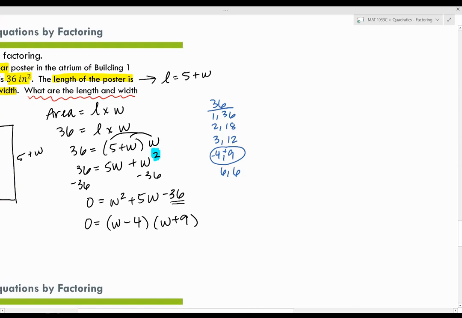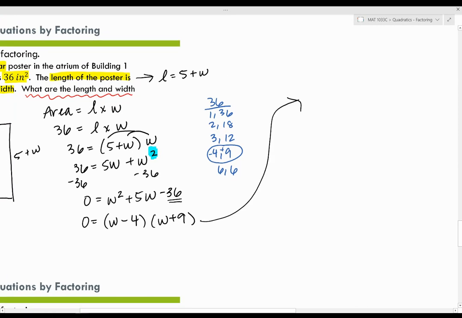Our steps say once we factor it, we need to set each one of our factors equal to 0. So I'm going to have w minus 4 equals 0 and w plus 9 equals 0. And then I'm going to solve for w. So on the first one, I'm going to add 4.